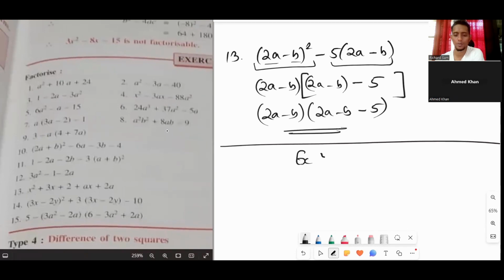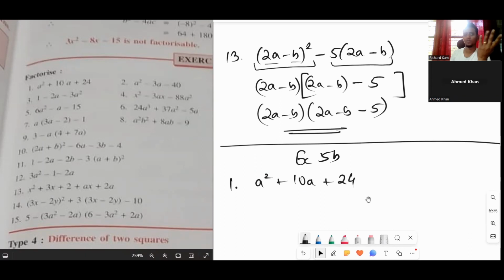Exercise 5b. You have the same questions in your book? Okay, first question, a square plus 10a plus 24. Now, in all the questions we did before, we had either two terms or we had four terms. Two terms means you take out the common from the two terms. If it was four terms, you see if there's anything common in all four. If there's nothing common in all four, then we group them. Right. Now here we have how many terms? Three terms. Okay, so is there anything common in these three terms? No, we can't group them also because it's 2 and 1.